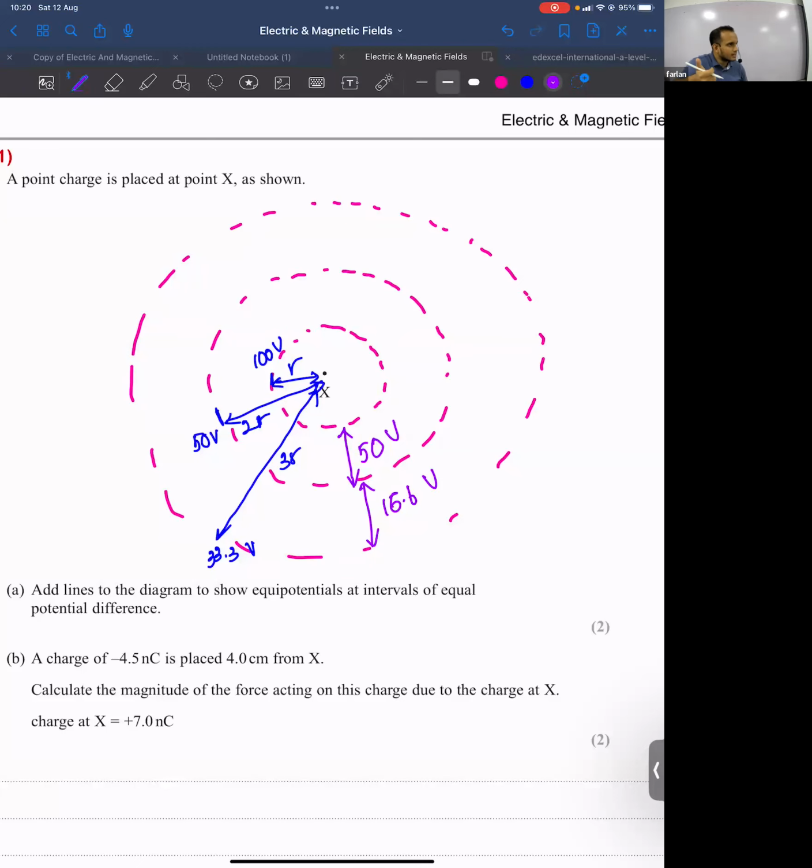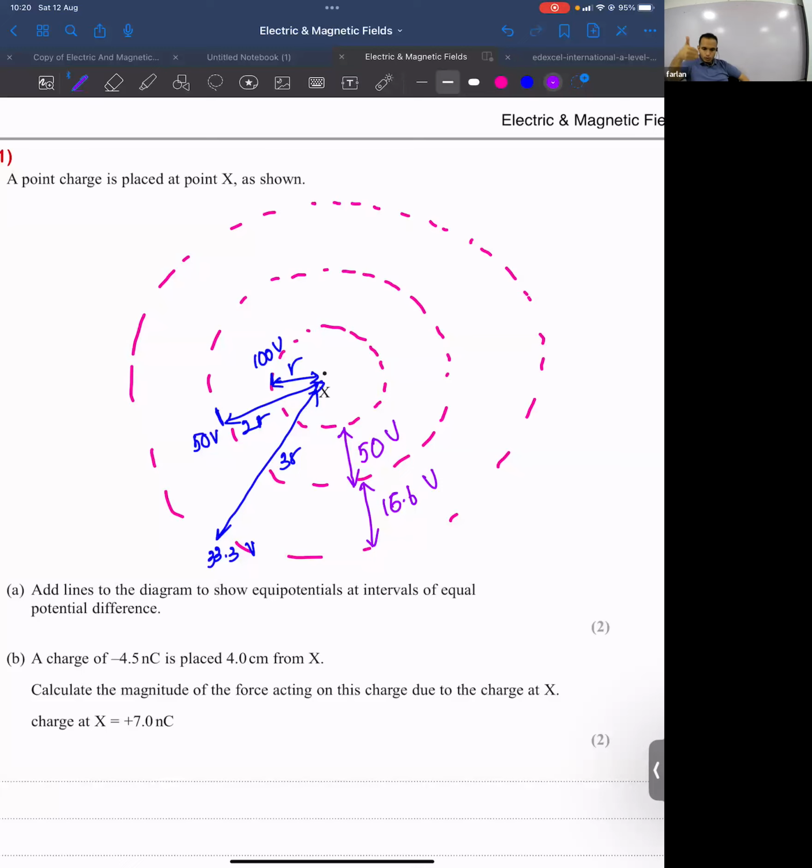Do you understand what I'm saying? If you take equal distance and draw equipotential lines, it won't result in equipotential lines with equal potential difference. What they are asking you to draw is equipotential lines in such a way that the potential difference between adjacent equipotential lines will be equal. Read the question again. Add lines to the diagram to show equipotentials at intervals of equal potential difference.